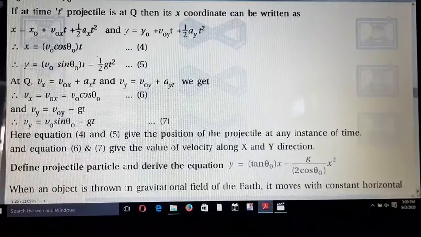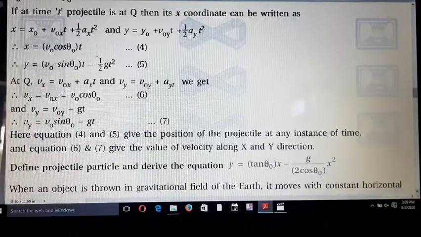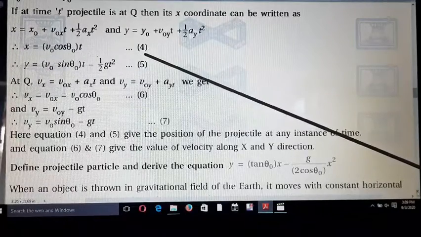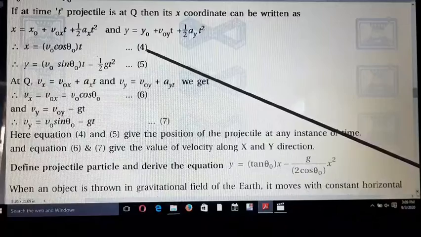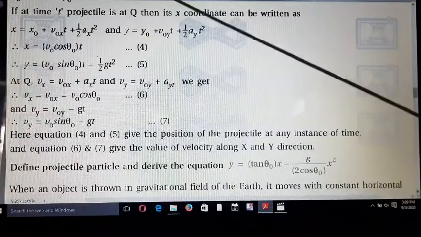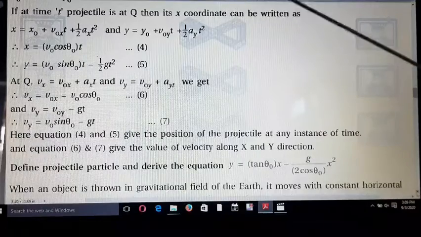So friends, these are all our equations for the projectile motion. Equations 4 and 5 are the equations for the position of the projectile. Equations 6 and 7 give the value of velocity along the x and y directions.